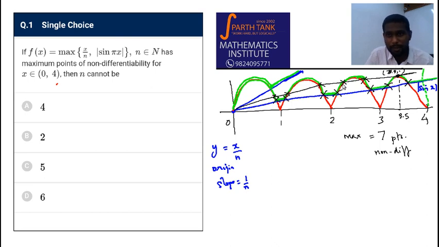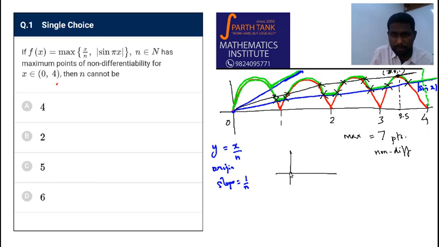Anything above this will cut at a fewer number of points. It may cut at 5. Then if you go further above, it will only cut at 3. Then further above, it will cut only at 1, and so on. Therefore, this is the limiting line.